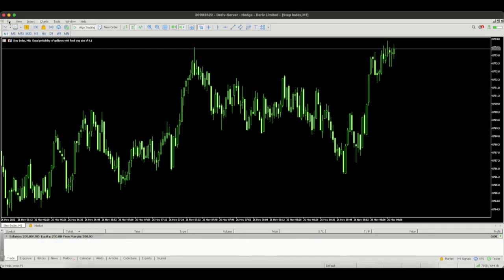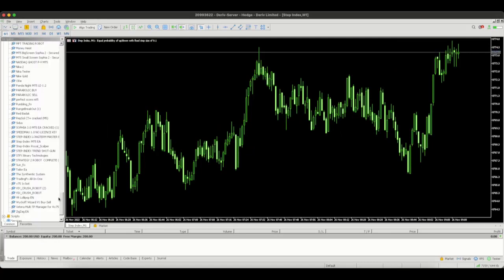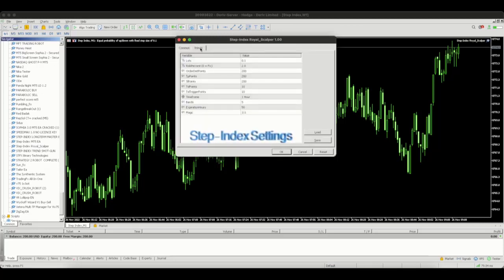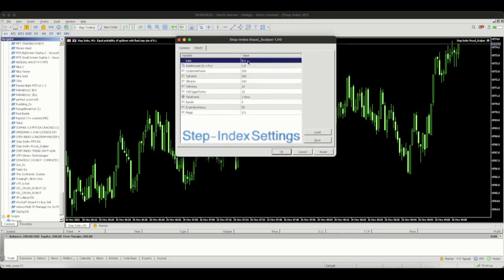When the platform is ready, open the Navigator panel and double-click on the Step Index Royal Scalper robot. It will appear on the chart. Tick the box to allow modification of signals. On the inputs, set the lot to 0.1, the lowest lot you can use on Step Index.